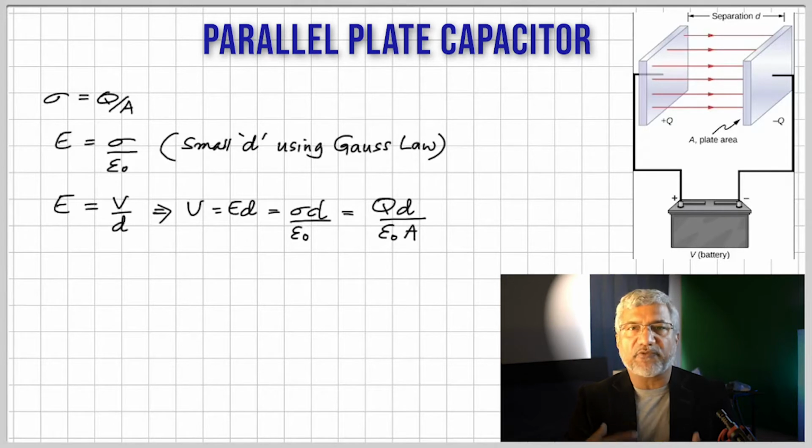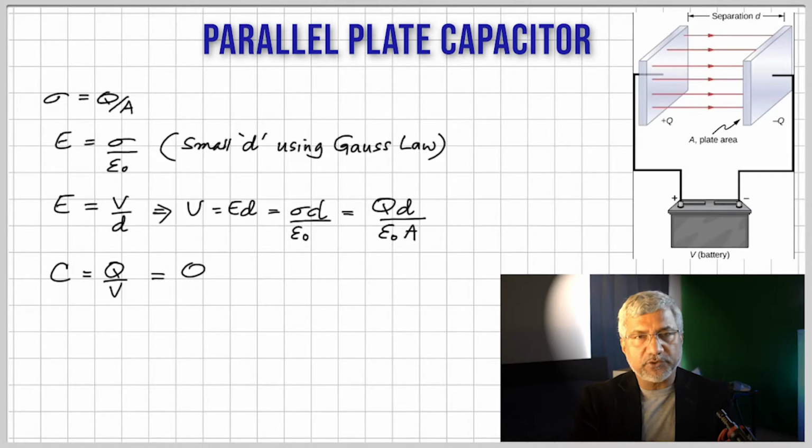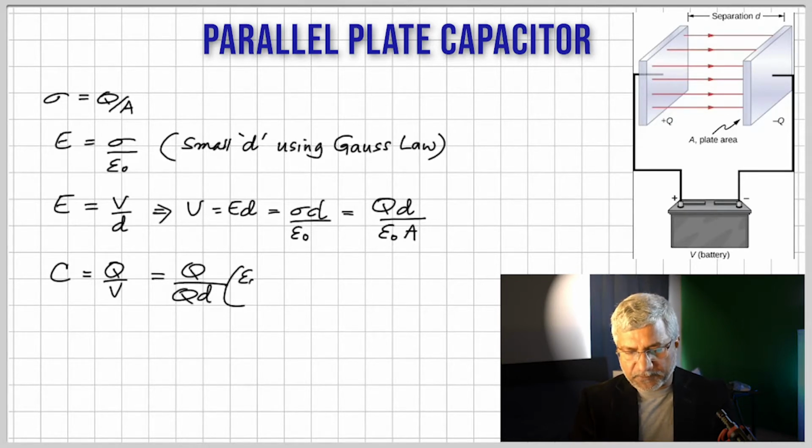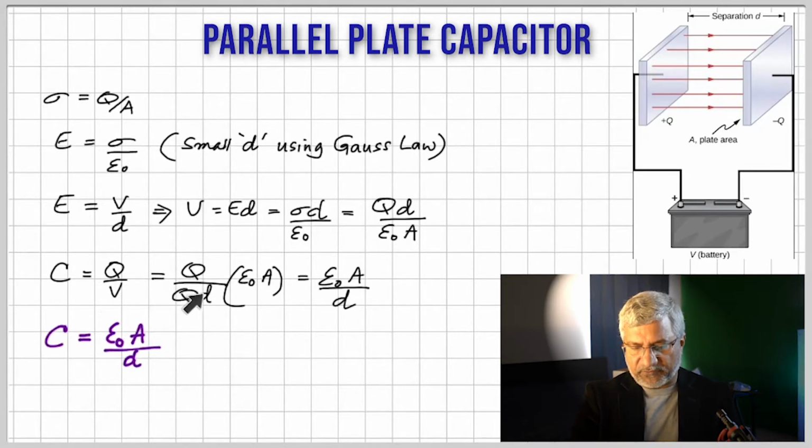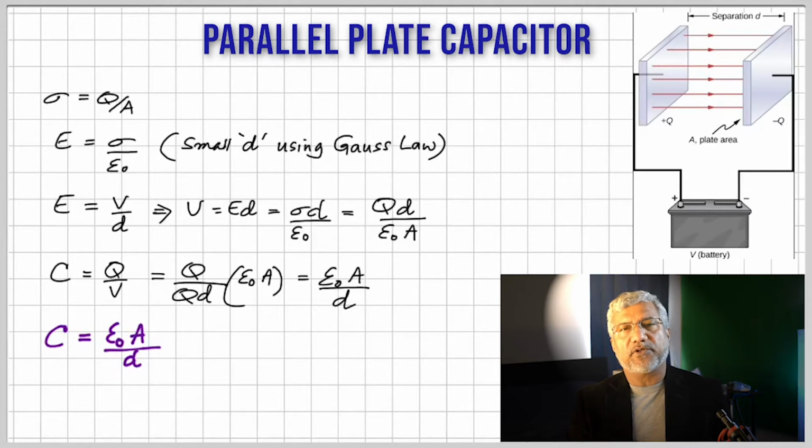Now it's quite easy to find the capacitance because we know that capacitance is the ratio of the charge to the voltage. Therefore, writing C is equal to Q by the voltage and substituting for the voltage from here, we will get Q divided by, obviously this flips, epsilon naught A goes to the top, Qd is in the denominator, the Q's cancel out, and then you get epsilon naught A by d. So that is the formula for capacitance of a parallel plate capacitor.